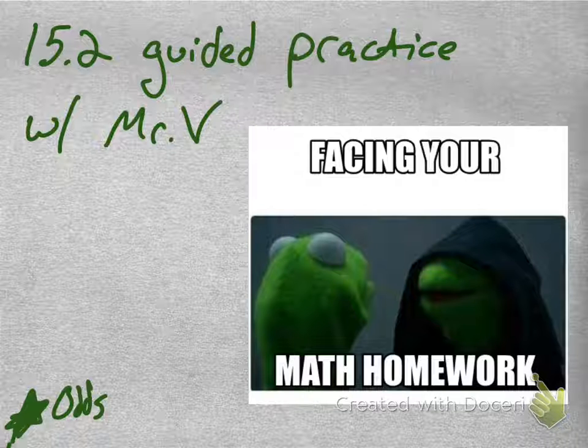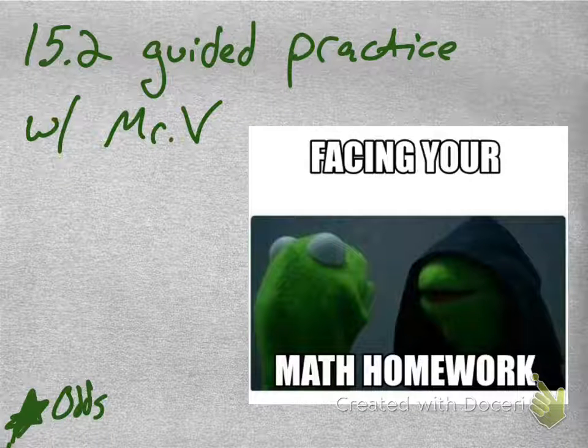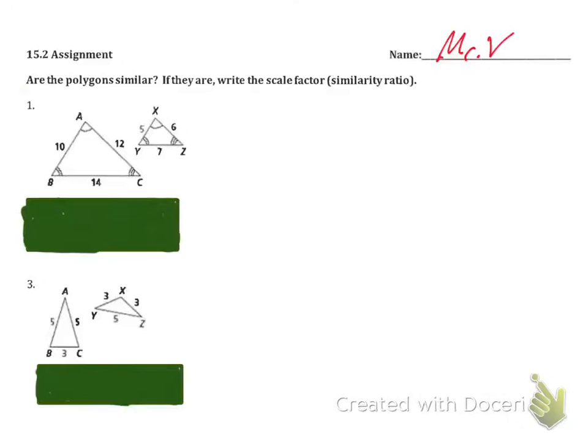Today is all about ratios and polygons. Are the polygons similar? If they are, write the scale factor or the similarity ratio. This one's pretty easy, right? Because this angle is equal to this angle. This one's 2 spots there, 3 here, 3 here, right? So they are similar, so it should be yes.